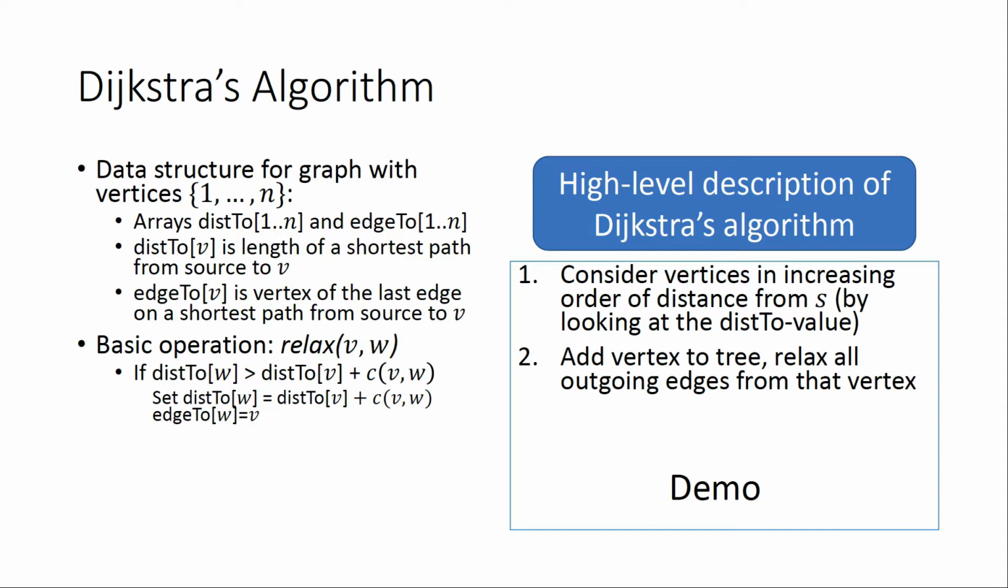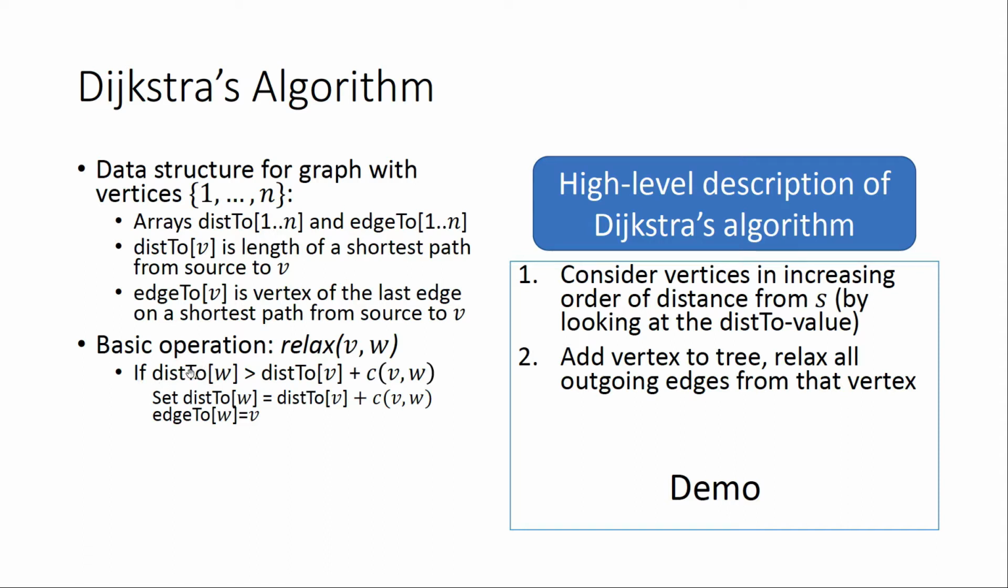How does it look? And we'll see from this, we can actually infer how the shortest paths look. There is a basic operation called relaxation of an edge. You see an edge from V to W, and you always ask yourself the question, does this edge improve my current knowledge of shortest paths in the graph?